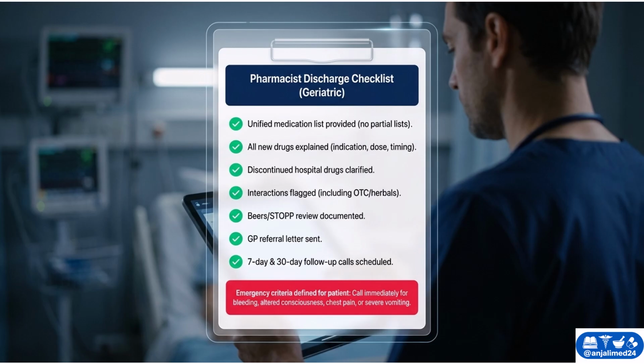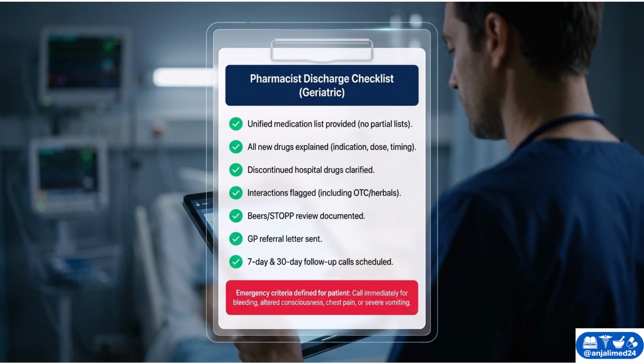Next, a referral letter must be sent to the general practitioner or primary care physician. Medication reconciliation is only effective when the continuity of the care is maintained after the discharge. Clear communication between hospital teams and outpatients prevents therapy duplication and confusion.